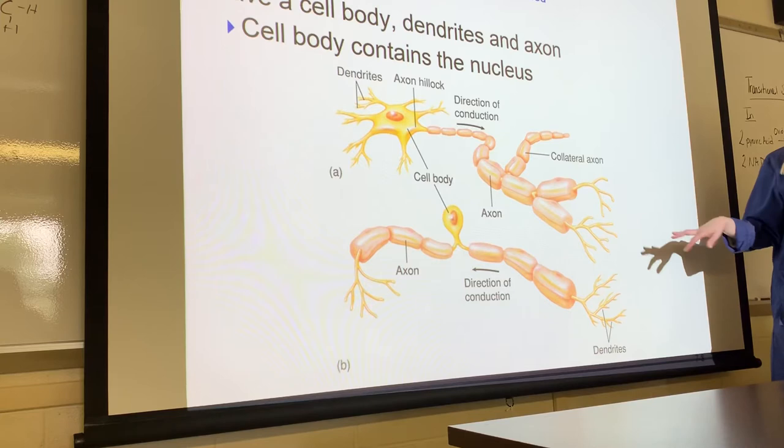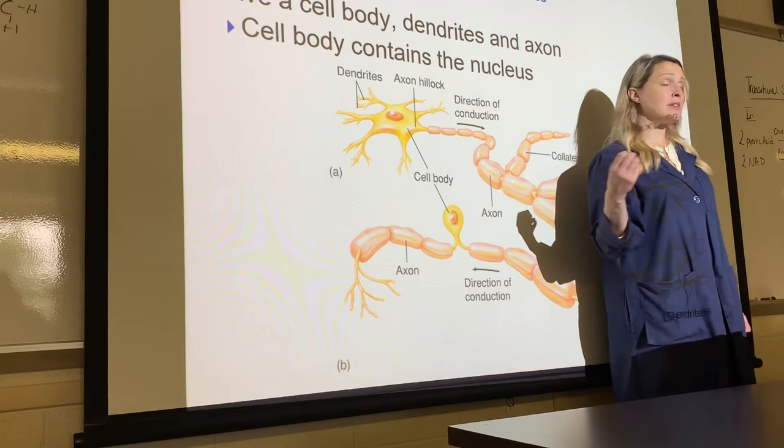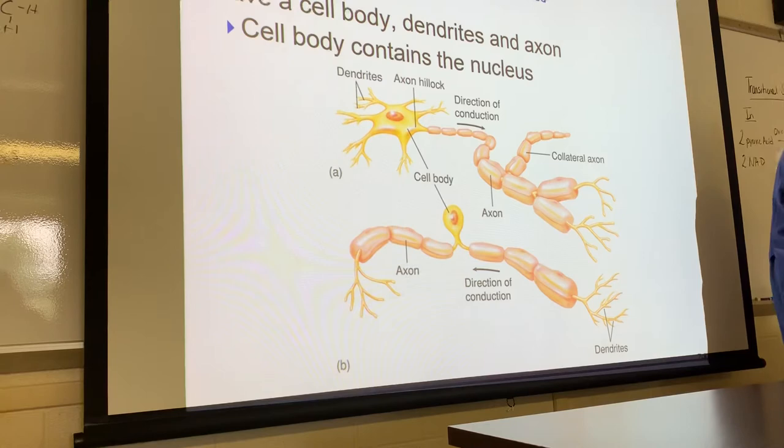And neurons have different types of structural arrangements. We're going to see some of the structural classifications of neurons. For example, this is a multipolar neuron. This one is pseudo-unipolar. And we'll describe what those are when we get to that slide.